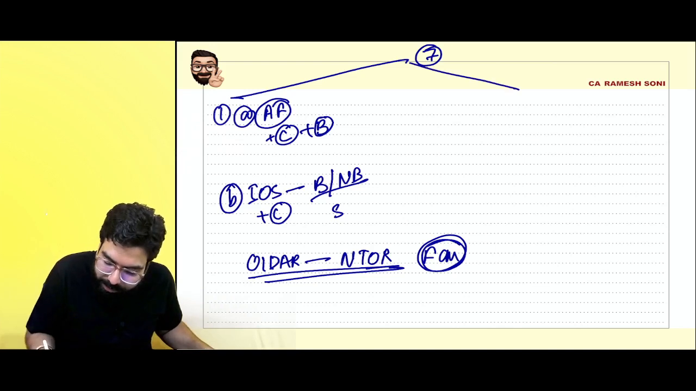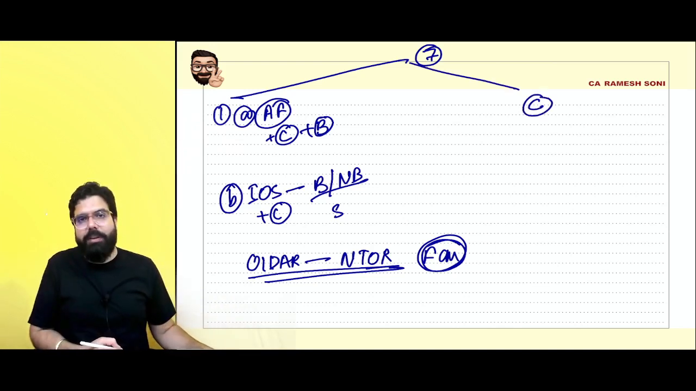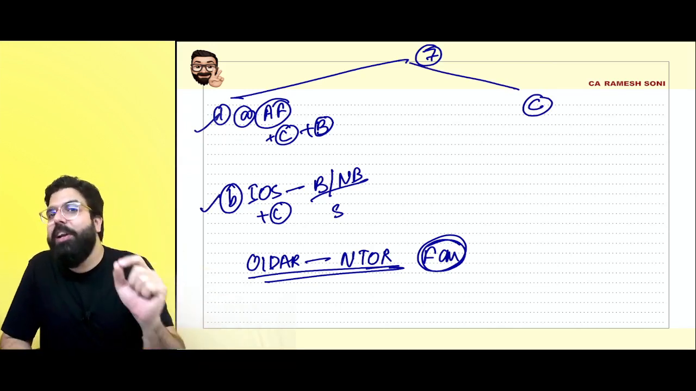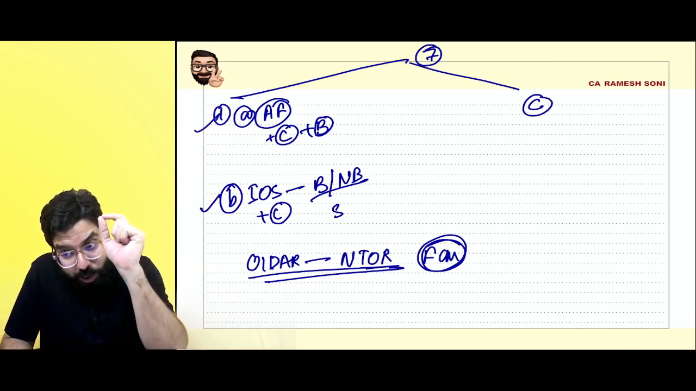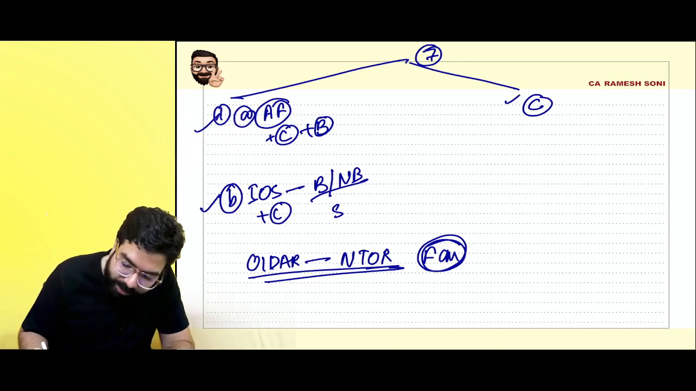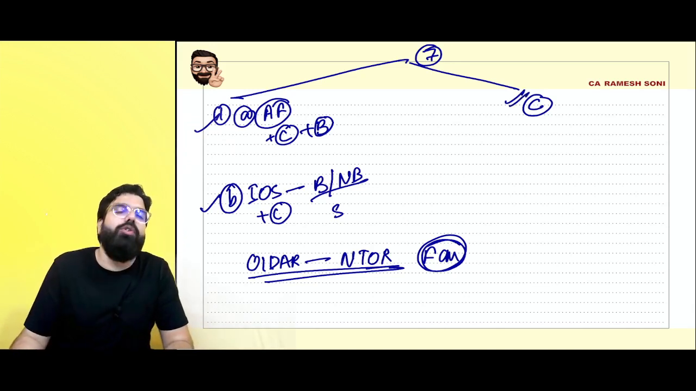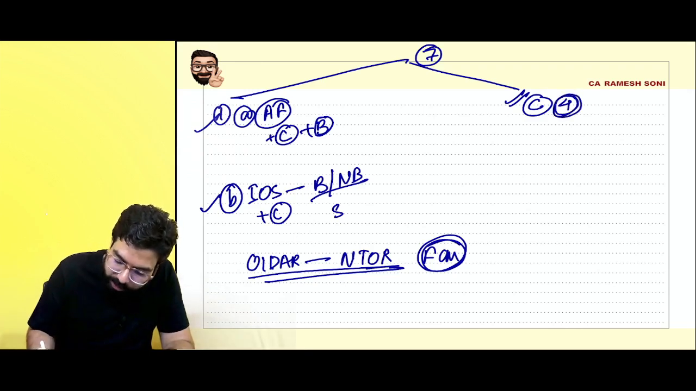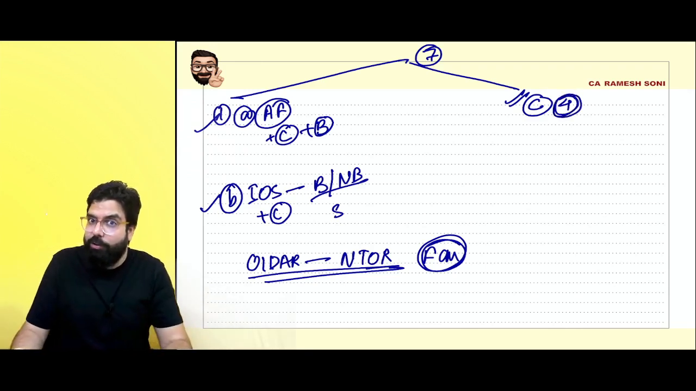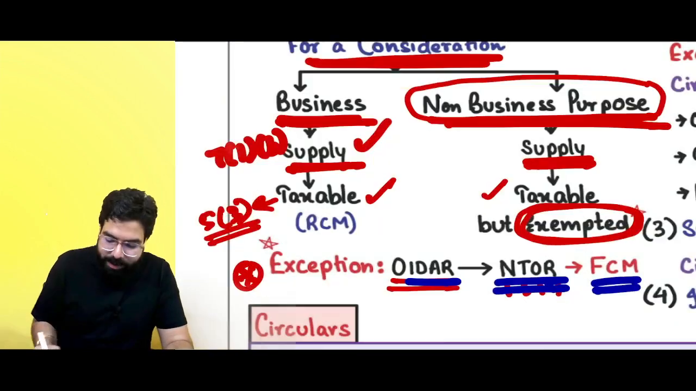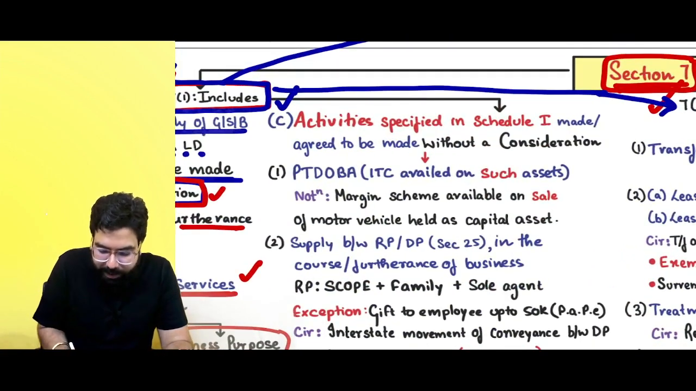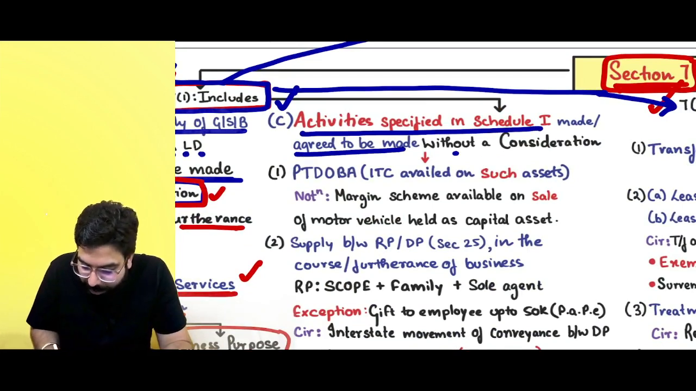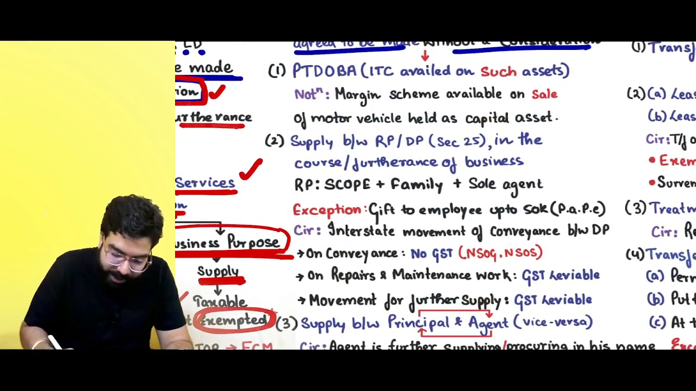Now we have section 71C. Always remember one thing, everyone. For 71A and 71B, for an activity to become a supply, it has to be for a consideration. Section 71C says those activities which are told in Schedule 1, there are 4 activities in Schedule 1, without consideration also they will be considered as supply. These are the 4 activities which, if made or agreed to be made without consideration, will also be considered as supply.